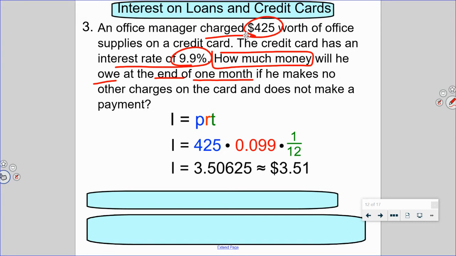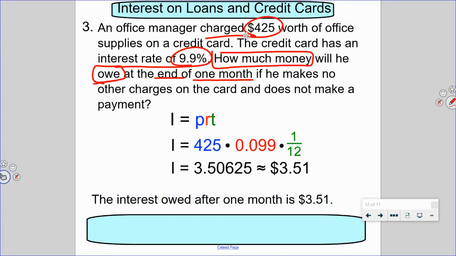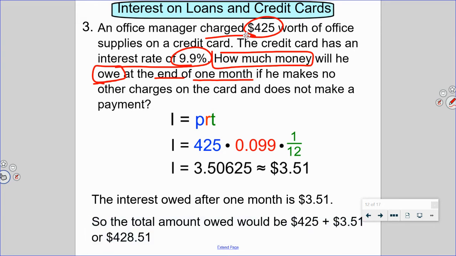The question did not say how much interest. The question said how much money will he owe? And therefore, ladies and gents, the total amount owed would be 425 plus 3.51, or in other words, $428.51. So pay attention to the question. Sometimes it just asks for the interest, 3.51. Other times it asks how much is owed, and you'll have to add that with the original principal. In other words, you could say principal plus interest.